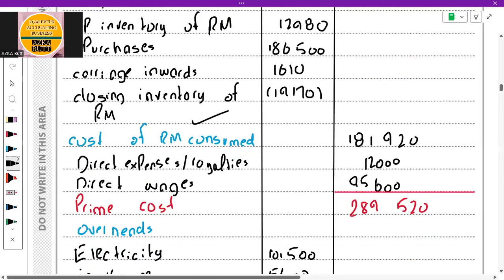So basically the cost of raw material consumed is also part of prime cost. So prime cost is the cost which you can attribute easily, and it is mainly used to make the product, and you can trace it easily, the prime cost. Okay, so the cost of raw material consumed, you basically got this answer. Now we have to find out the prime cost. So there are some other prime costs.